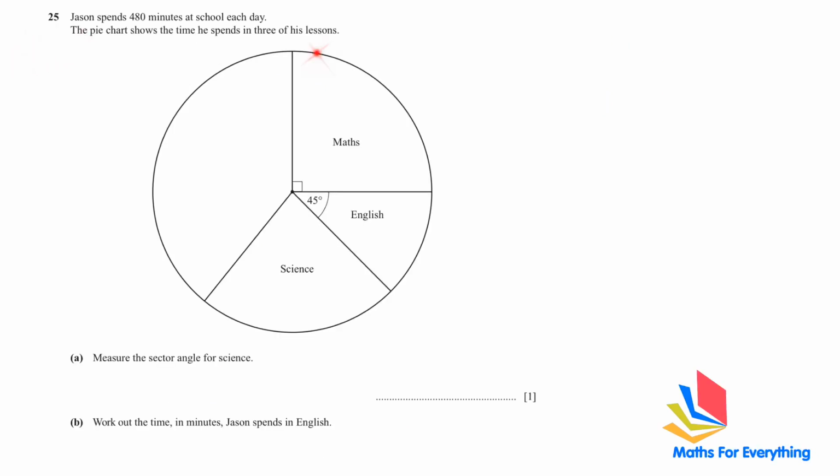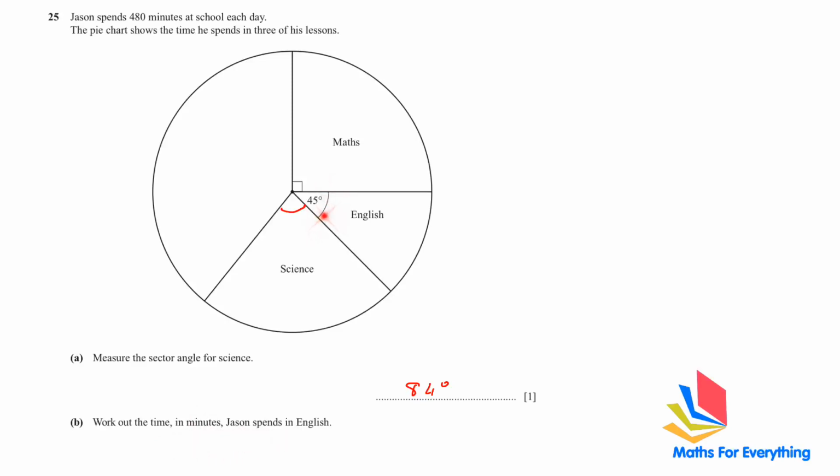Question number 25, we have been given a pie chart. Jason spends 480 minutes at school each day. The pie chart shows the time he spends in 3 of his lessons: maths, English, and science. Measure the sector angle for science. So you place your protractor here and measure this angle. It is 84 degrees.